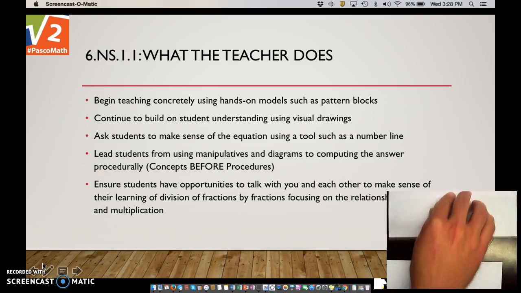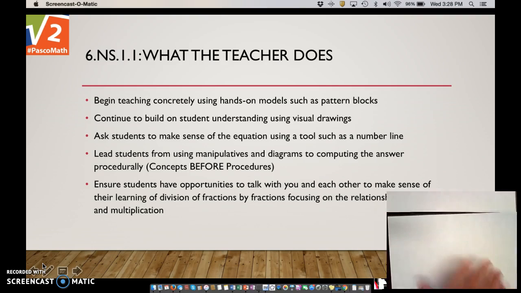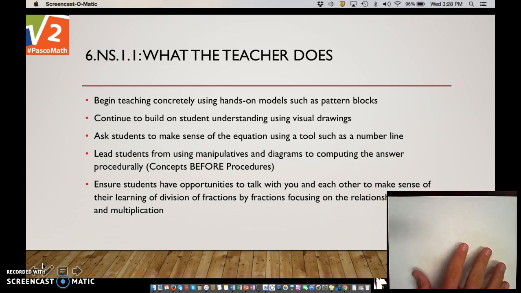Then once we concretely understand and use manipulatives, maybe we can move students into a more pictorial stage, and that's where we want them to draw some pictures. They continue with additional visual drawings to help students understand quotients of fractions by building from familiar scenarios. Just an example, let's say 3 people share equally half of a cake. How many pieces does each person get?